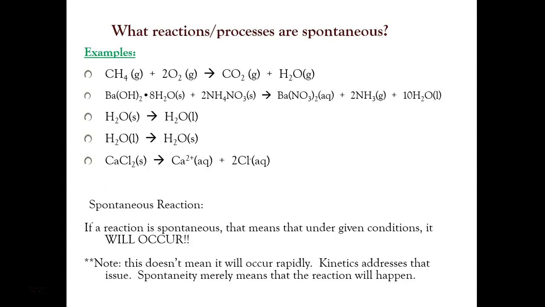Okay, so let's look at some examples of different reactions or processes and try to determine if they're spontaneous. Spontaneous in chemistry means that it can happen at a given temperature. It will occur. It may need activation energy to occur, but it will occur naturally. So the combustion of methane, we know that this occurs spontaneously because we light Bunsen burners. After a little spark, the process just happens naturally.